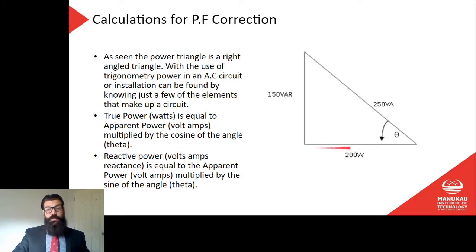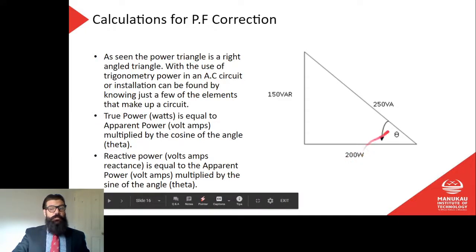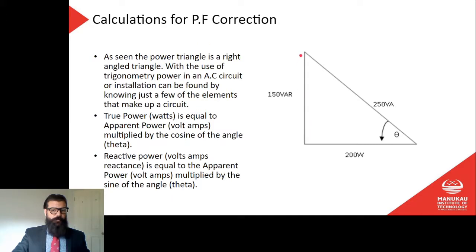I could also, if I knew two of those numbers, if I use the angle to work out my true power, then I could just use Pythagoras to go 200, 250, and I can use that to work out the length of the third side and work out my reactive power. Or vice versa, if I knew reactive power and true power, I can work out the other one.